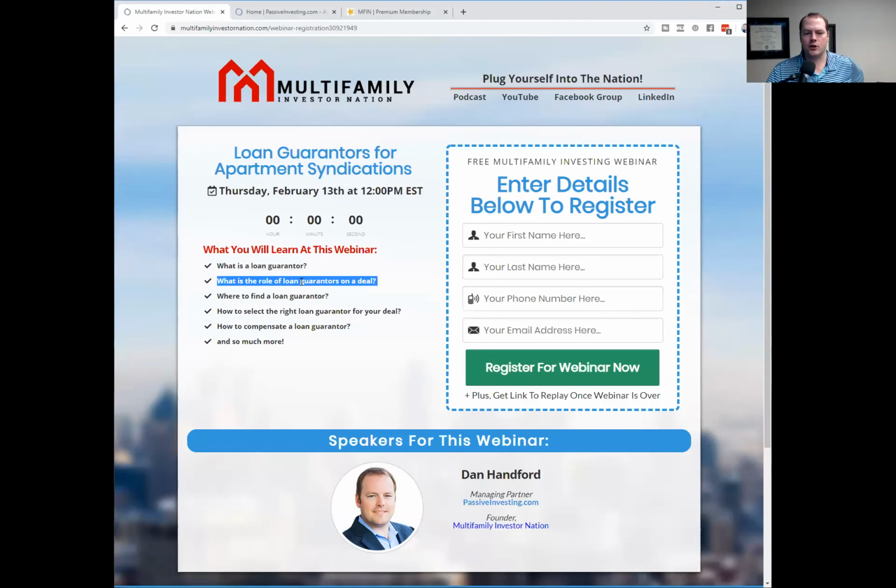All right, so let's move over to the next question. What is the role of the loan guarantor on a deal? The role of a loan guarantor is to provide for some of the deficiencies that you have yourself as you're trying to actively put together these projects. They're going to come in and help you meet that net worth and liquidity.